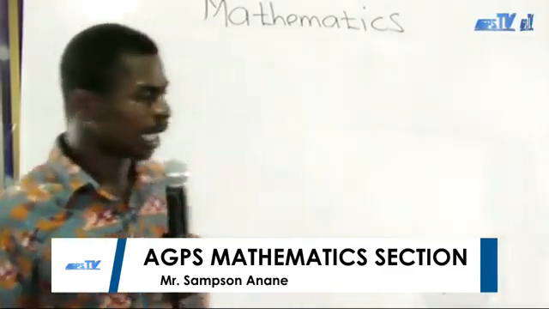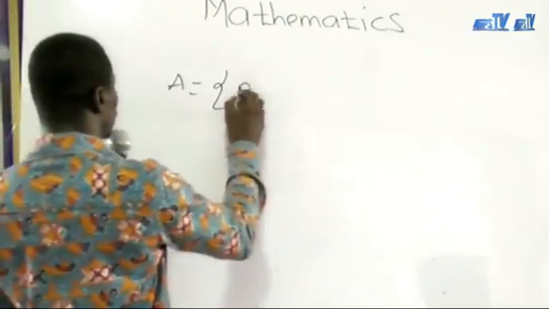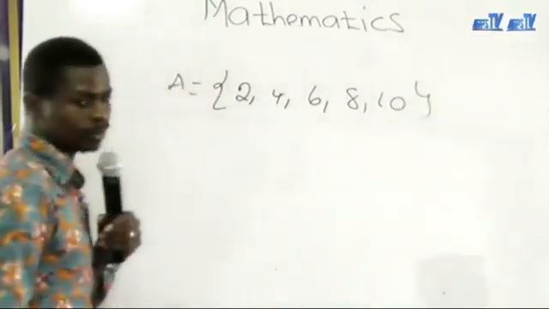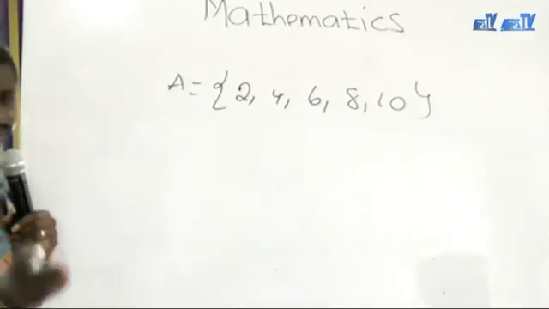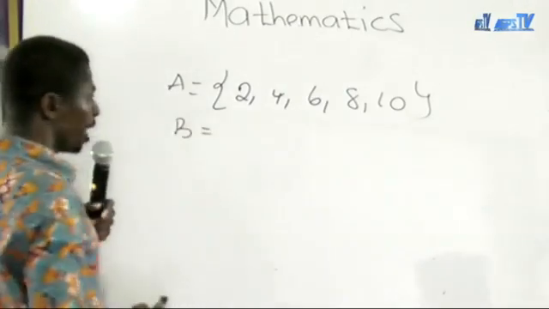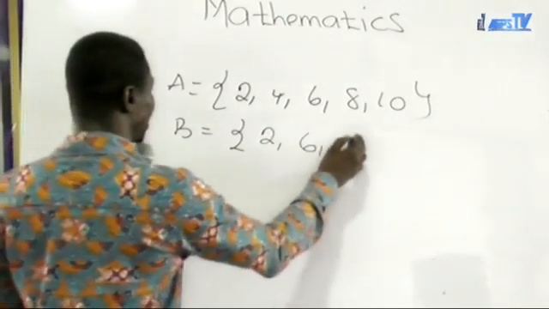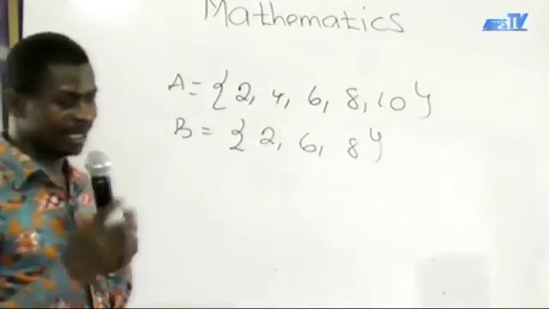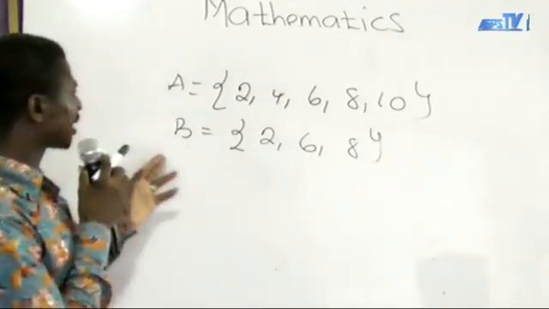Now, let's consider set A to be 2, 4, 6, 8, 10. Then we also have set B. And set B, we have say 2, 6, and then 8. So we have two sets, set A and set B.